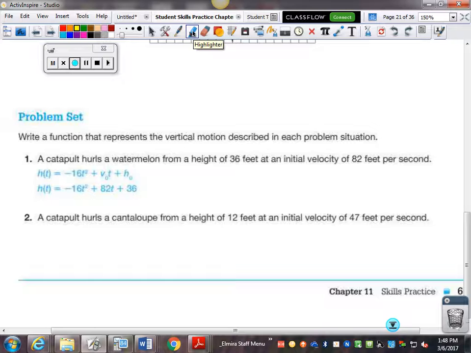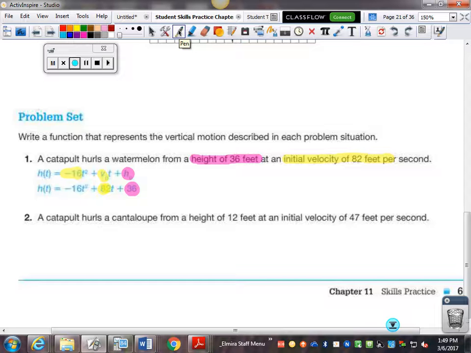Don't forget that all of them start with -16 because that's gravity, and v sub 0, or initial velocity, is what we're reading for. So from a height of 36 and an initial velocity of 82, you can see that they subbed in 82 in the example right there. Then h sub 0 is a height, so you're looking for them to tell you a height. That's the 36, and that went right there. The highlighting kind of covers over the numbers, which makes it really hard to read. I'm sorry for that.